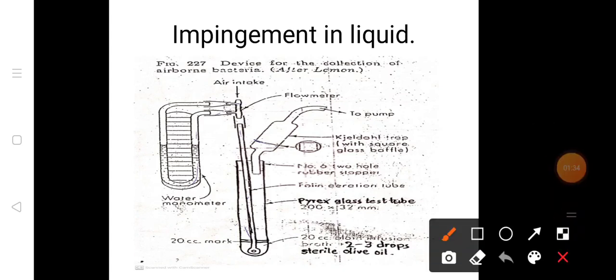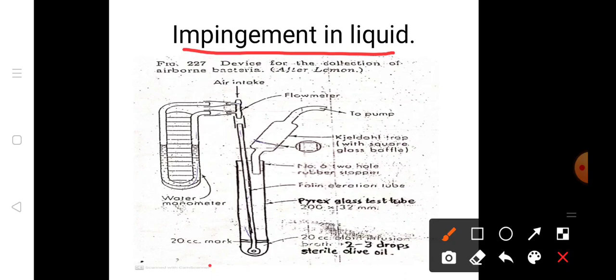First, that is impingement in the liquid. Impingement means something that is impinged onto the liquid surface. In this first method, whatever air containing microorganisms, that air will be impinged onto the liquid surface.